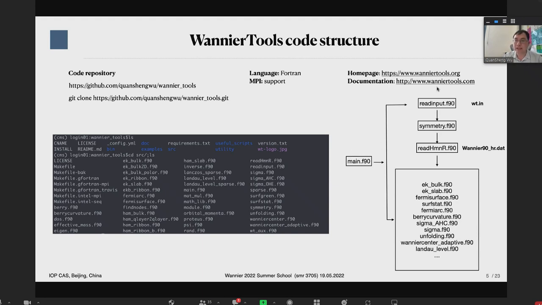We have a main program, main.f90, and we start by reading the inputs, called wt.in, and then we can analyze the symmetries. Sometimes this is needed, for example, to calculate the density of states or the ordinary magnetoresistance. It can reduce a lot of calculations. And then next we read the tight-binding parameters. After those three subroutines, we can calculate the functionalities that you need. For example, the bulk bands, slab bands, surface states in 3D or 2D, and lots of other functionalities.